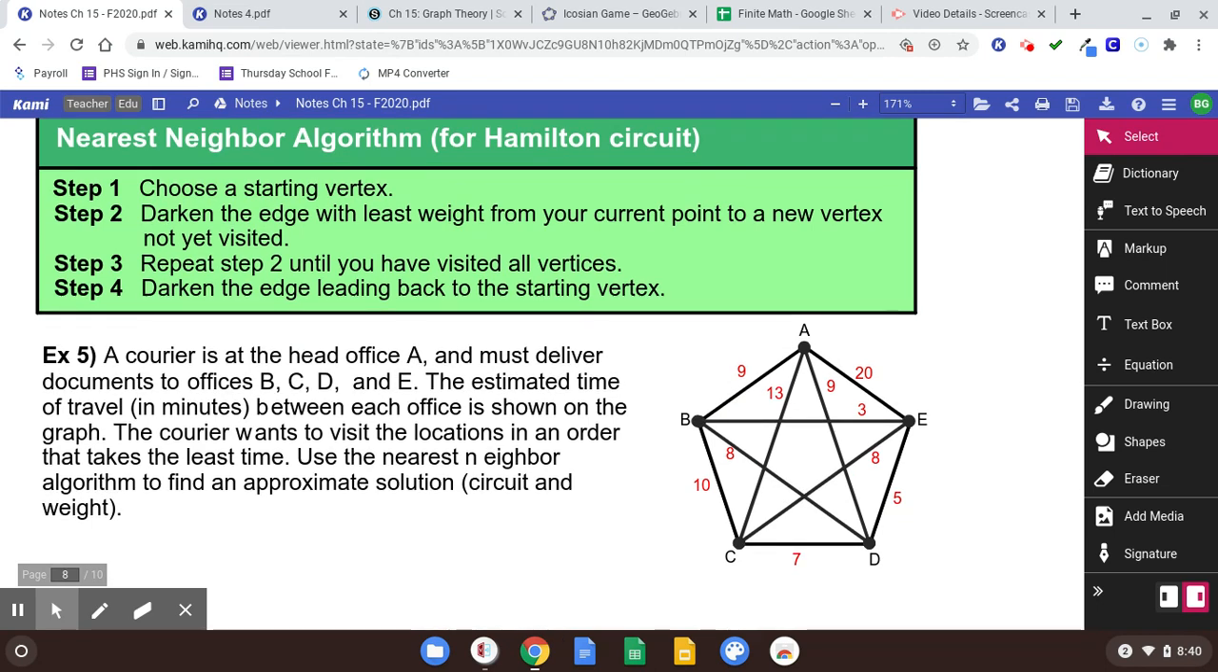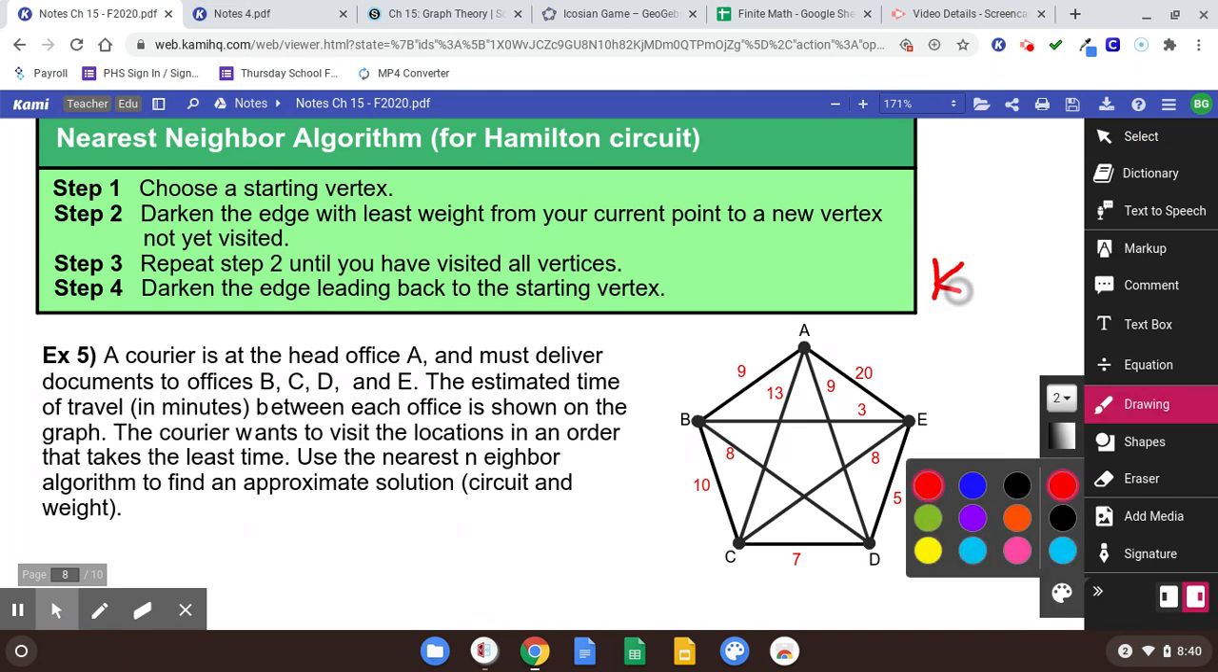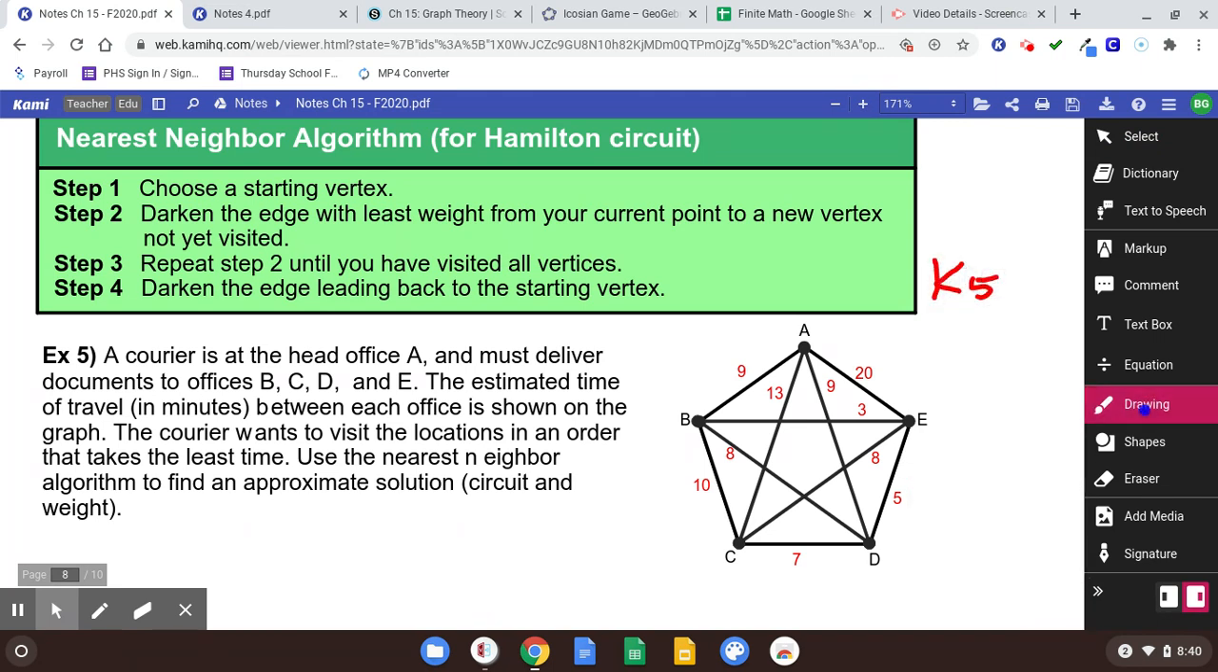So the nearest neighbor algorithm, I think you'll like this one a lot. Notice this graph is a K5. And so in a K5, how many Hamilton circuits are there? 4 factorial, which is how much? 4 times 3 is 12, times 2 is 24, times 1 is 24. There are 24 Hamilton circuits here. Brute force would make me calculate all 24 of them. Nearest neighbor does not.